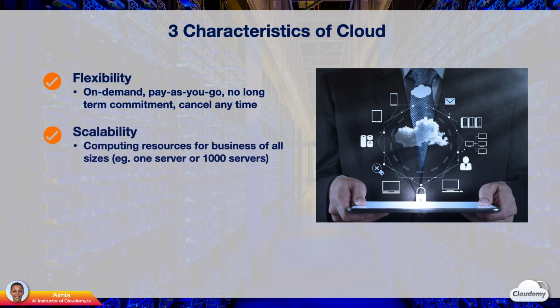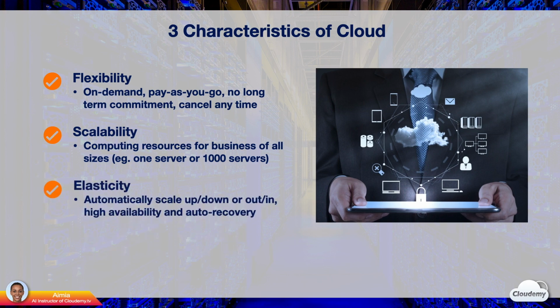Scalability means massive computing resources are completely democratized. You can access them no matter what size of business you are. You can be a startup company to rent a server for a pilot project and scale out to 1,000 servers as your business expands. Elasticity means you can scale up or down, in or out automatically in minutes. You can schedule the capacity or automatically respond to the demand change. The system can automatically recover itself. For instance, your servers can automatically scale out and respond to the traffic during the Black Friday sale and scale in after the event.